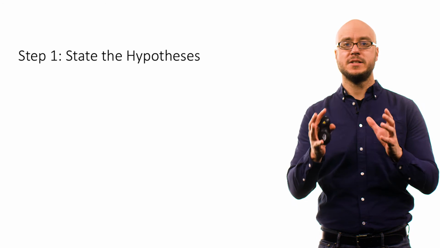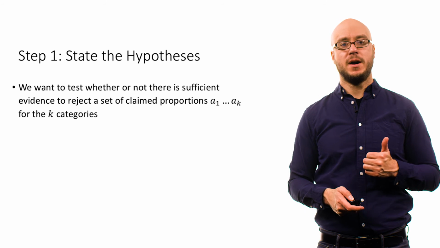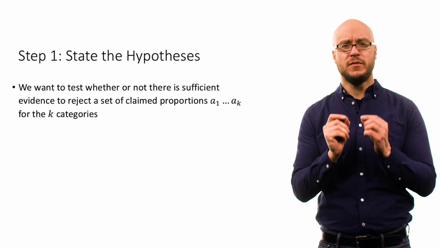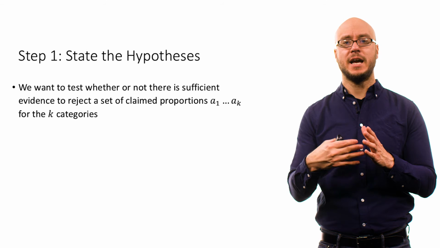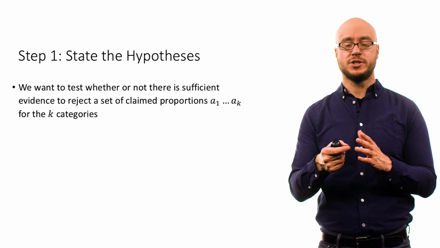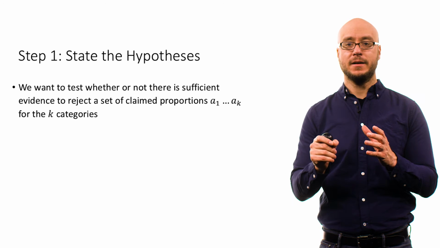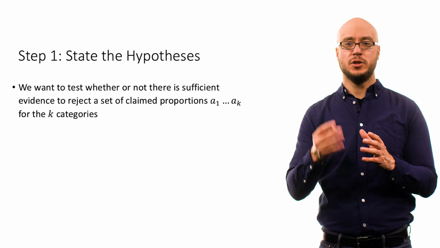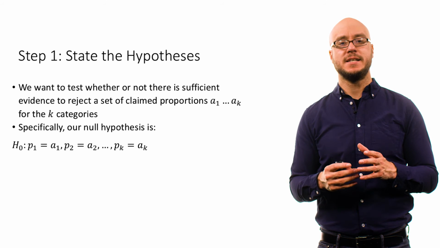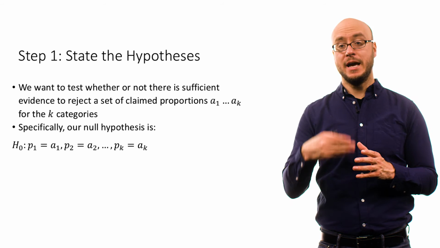So let's go through at least these first initial steps. Once you've evaluated the preliminaries, you can state your hypotheses. With the chi-square one-way goodness of fit test, we want to test whether or not there's sufficient evidence to reject a set of claimed proportions in the population for a set of K categories. And these claimed proportions, as we mentioned earlier, we denote with lowercase a, subscript from 1 to K. So if you have K equals 3 categories, you have a1, a2, and a3. Specifically, our null hypothesis is that the proportions for each category in the population equal the claimed proportions.